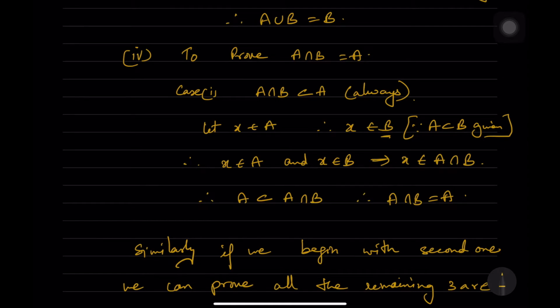It's given over there. From the first statement, since A is the subset of B, if x belongs to A, it definitely will belong to B. Therefore x belongs to A and x belongs to B implies that x belongs to A intersection B. So A is the subset of A intersection B. Now we have taken that A intersection B is always a subset of A, isn't it? We got that A is a subset of A intersection B. Therefore A intersection B is equal to A. From this statement and from this statement we can tell that A intersection B is equal to A.